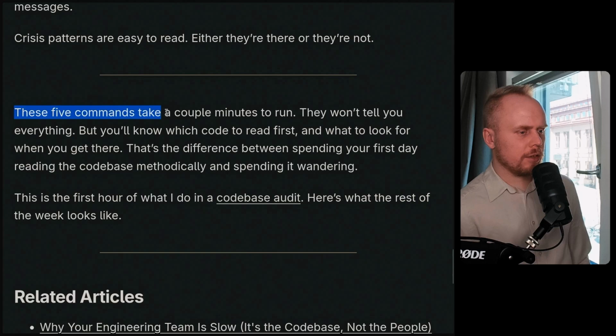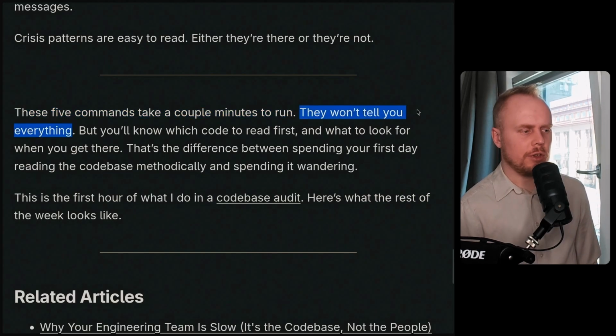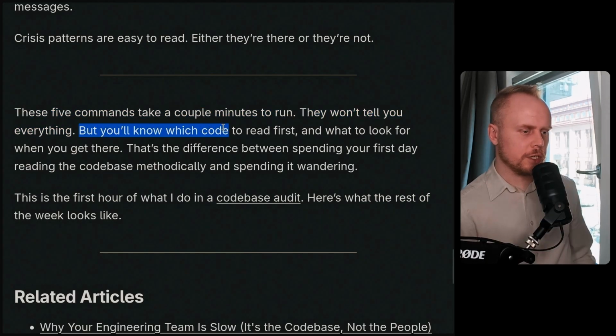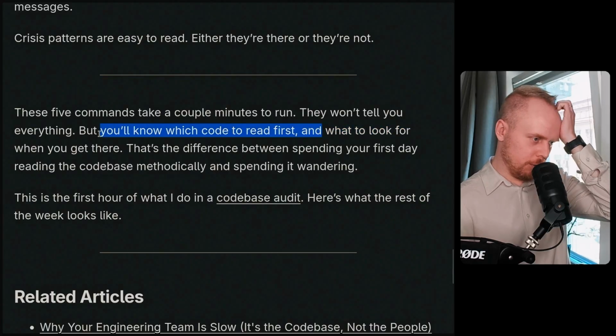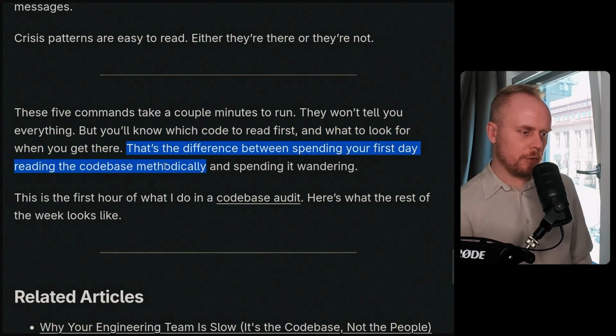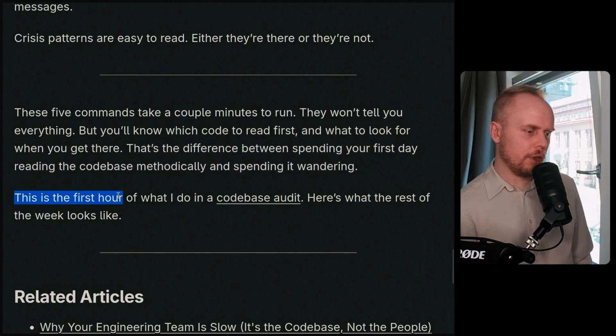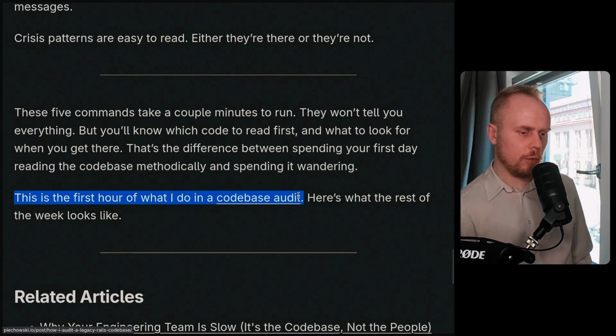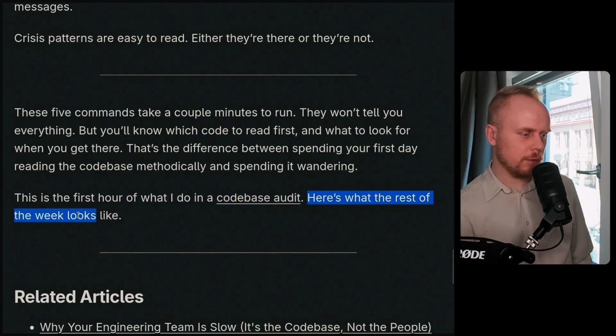These five commands take a couple of minutes to run. They won't tell you everything, but you will know which code to read first and what to look for when you get there. That's the difference between spending your first day reading the codebase methodically and spending it wandering. This is the first hour of what I do in a codebase audit. Here's what the rest of the week looks like.